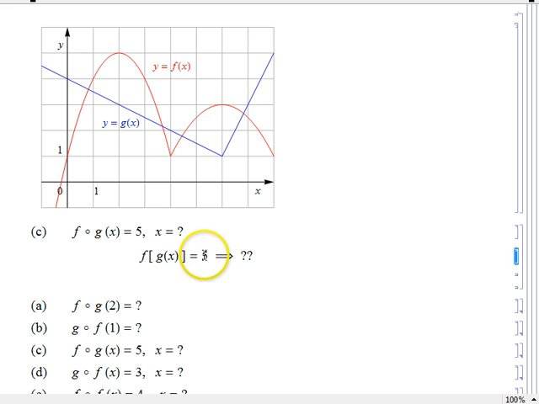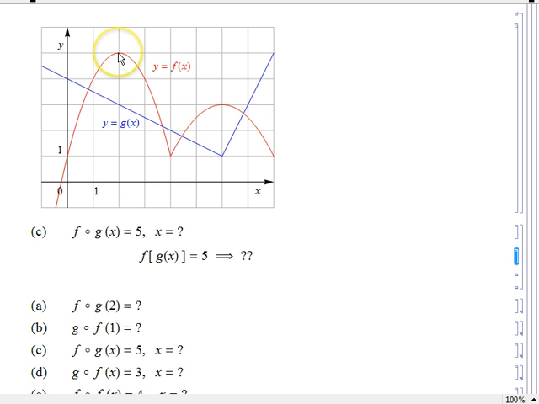We have to start from 5, and the function value is 5, and which graph do we have to use? Blue or red? Information is coming from outside, so we have to go from outside to in. So the outer function is f, so we have to look at the red function. So for which x-coordinate value on this red graph is the y-coordinate value 5? Function value is 5, so y-coordinate is 5, and we have to find out the x-coordinate value here.